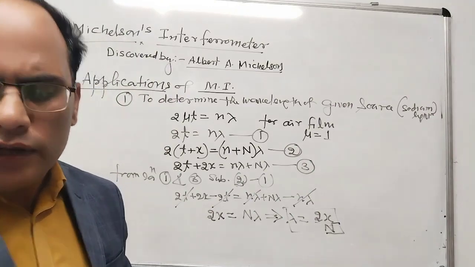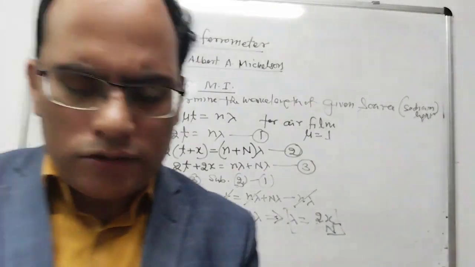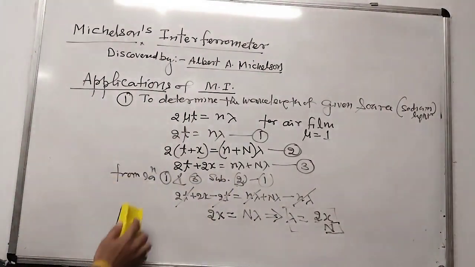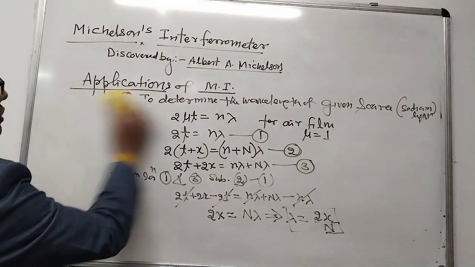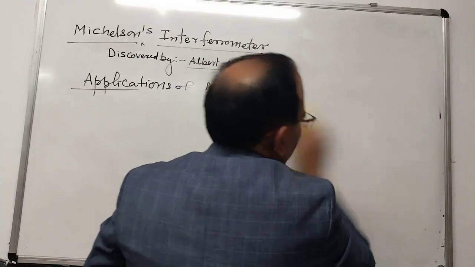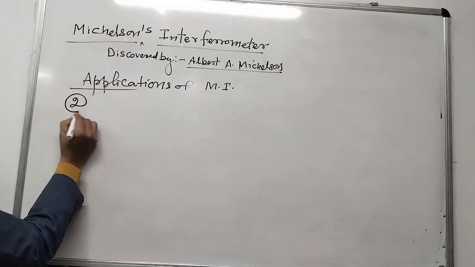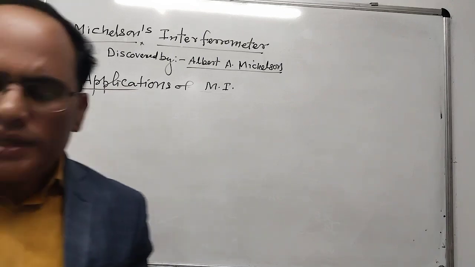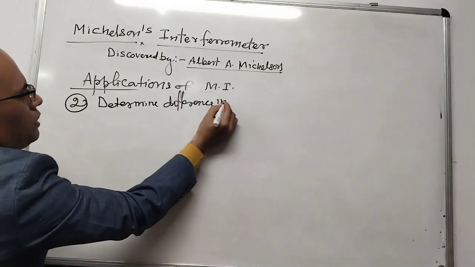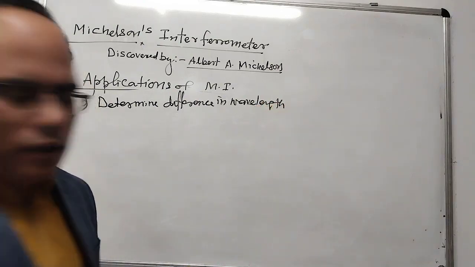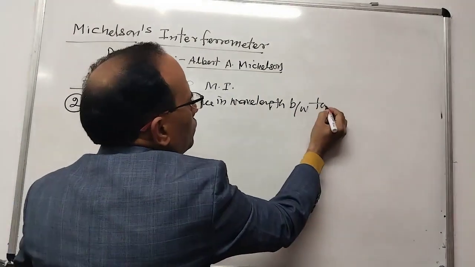Now, the second application is also very important. Sometimes there are certain sources which emit light of more than one wavelength, like sodium light, which has 2 wavelengths. So the second application is how to determine the difference in wavelength between two neighboring lines.